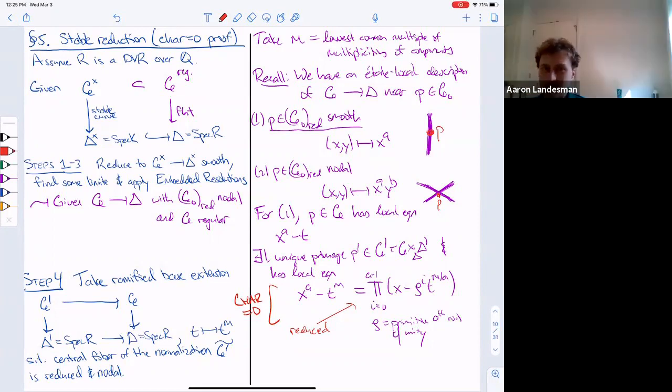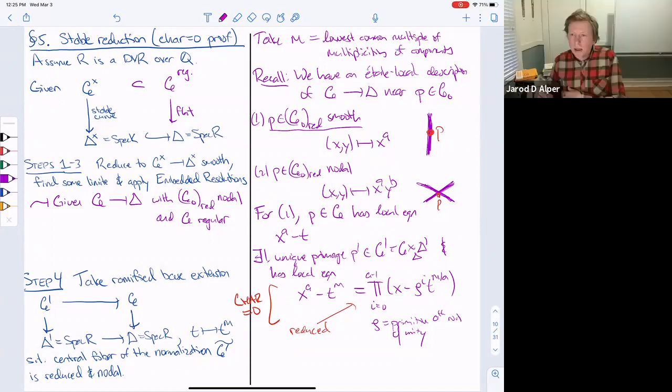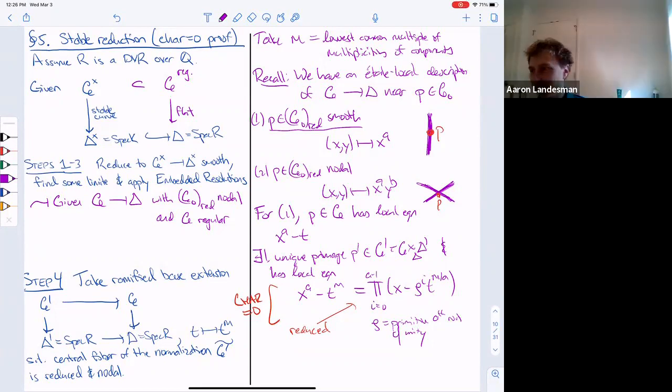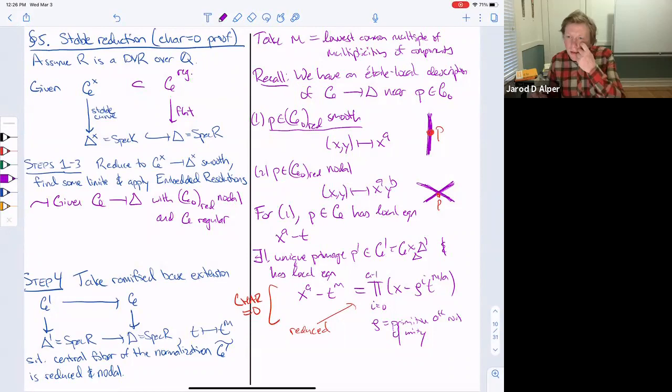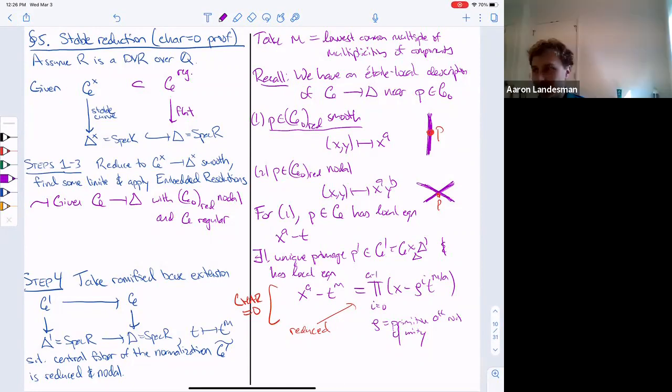Do you not have to take the normalization? Because if it starts non-reduced, won't the special fiber still be non-reduced if you just do this base change for Z prime? Yeah, I think I've introduced. I think they could intersect, right? And I think I want to take the normalization. So now these local equations no longer intersect. Right. So C prime is the normalization of the base change, or just the base?